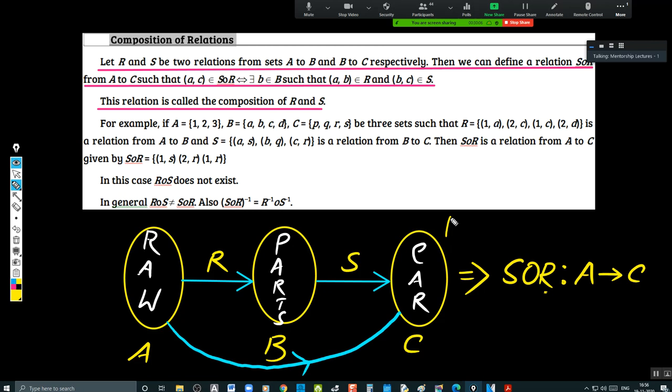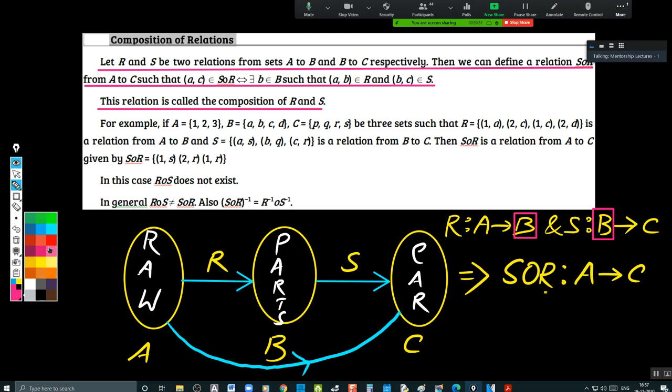R is mapping from A to B, and S is mapping from B to C. For this, the composition is possible. The reason: the range of the first relation must be equal to the domain of the second relation. Then only SOR is possible. What does SOR mean here? The composition of R and S is to be taken like this, SOR, and the mapping is from A to C.